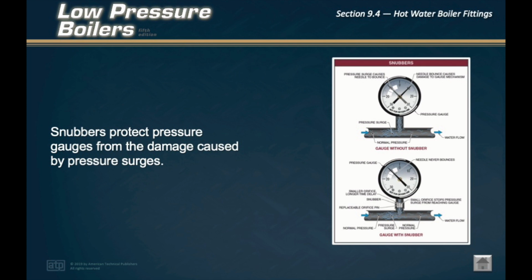Pressure gauges are susceptible to pressure surges. To protect the gauges from surges, snubbers can be used. A snubber is a pipe coupling-like device that is designed to protect the gauge against unwanted pressure surges. It is designed with an orifice that slows the transmission of a surge so the gauge is not damaged. The smaller the orifice, the longer it takes the pressure to travel through the snubber.